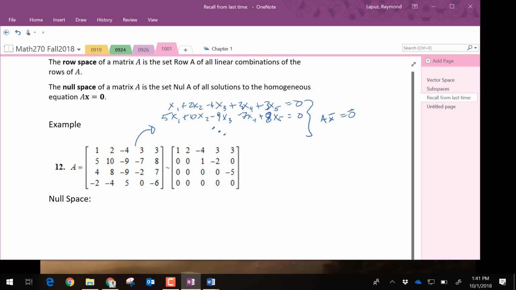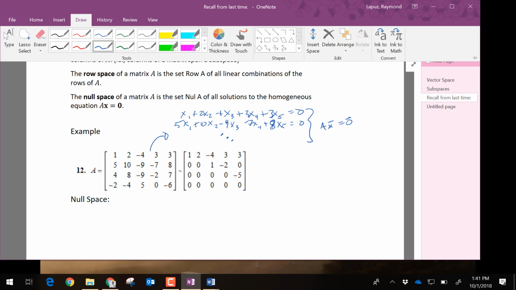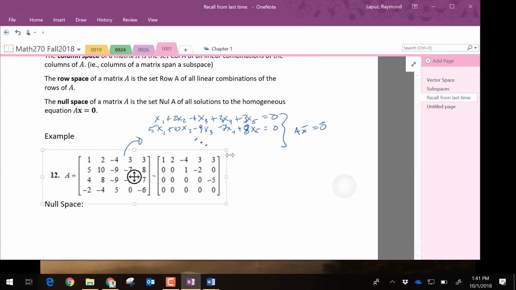As you row reduce it, you see some pivot columns. Pivot, pivot, pivot. No pivot. And then you have free variables.